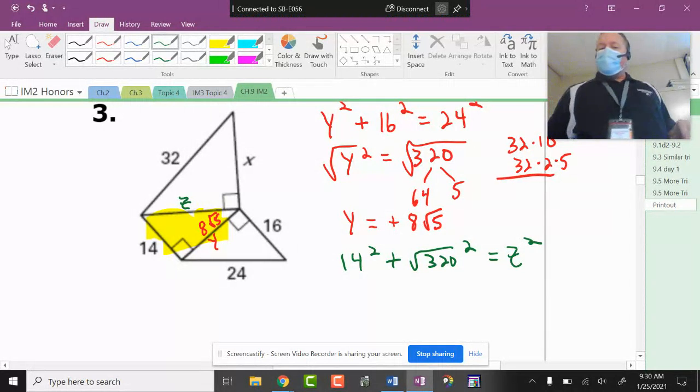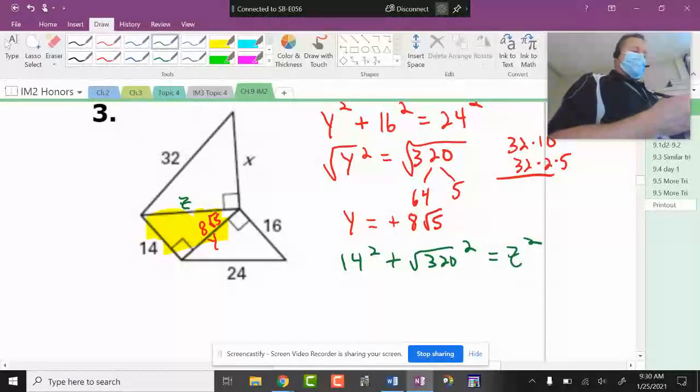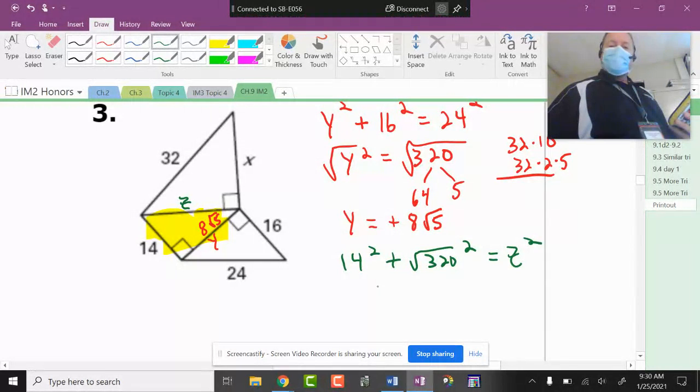Then I'm going to go to my calculator. This is some big numbers. This is going to be 320 plus 14 squared, 516.